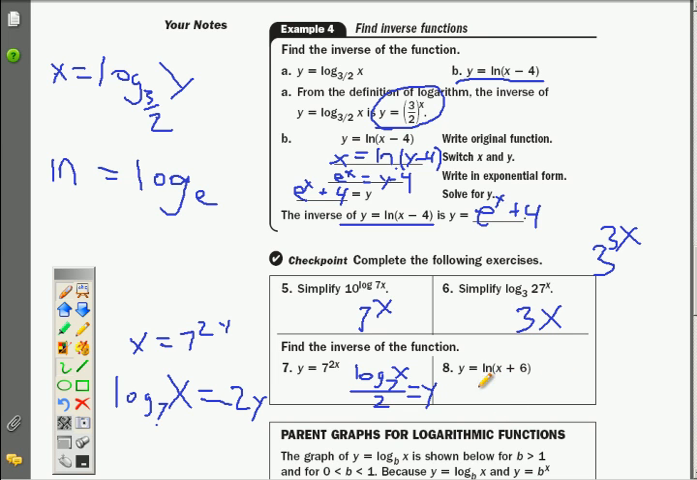I take a look at this one here, and I flip-flop the x and the y again, and it is almost identical to this one right up here. So when we do it, we have x equals natural log of y plus 6. That's going to be e to the x, and then we're going to minus 6 from it. Minus 6, that's going to equal y. So I hope you guys got those ones.